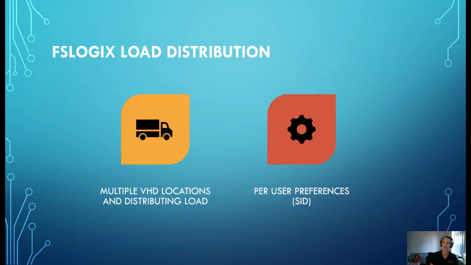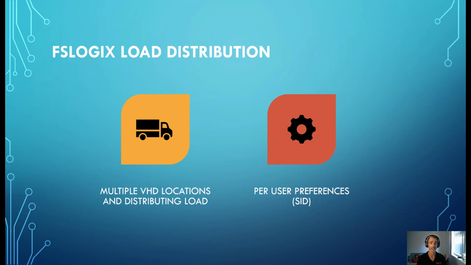FSLogix load distribution. You have the ability to, and you're going to want to do this at scale, distribute containers across multiple file servers or SMB shares as a whole, be it storage accounts or not so much with NetApp Files. You've got a lot of scale there, and file servers as well. We have the ability to distribute across multiple sets to give us better resiliency and better performance.